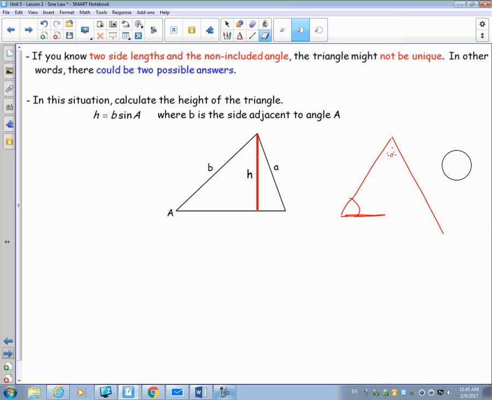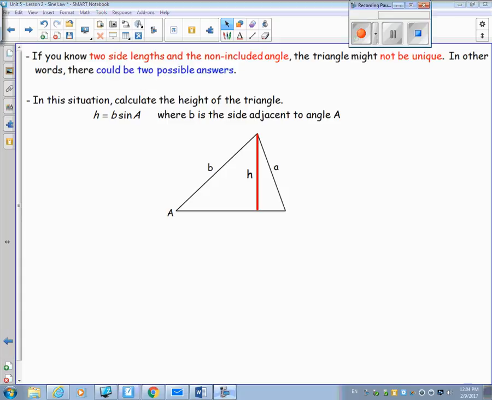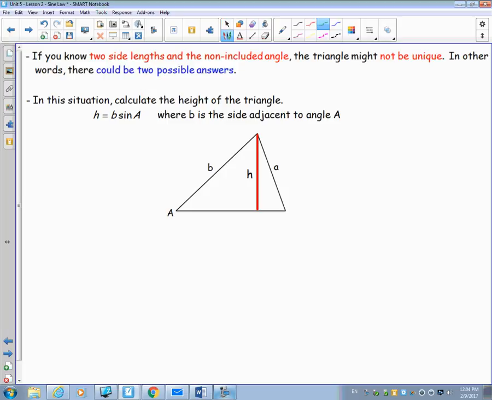To figure that out, what you can do is calculate the height of the triangle. If we find the height of our triangle, and if we try and draw pictures always the same way, it makes life a little bit easier, we can actually determine if we have one triangle, two triangles, or if a triangle is not even possible to make. And the way we do that is we take our b times the sine of a.